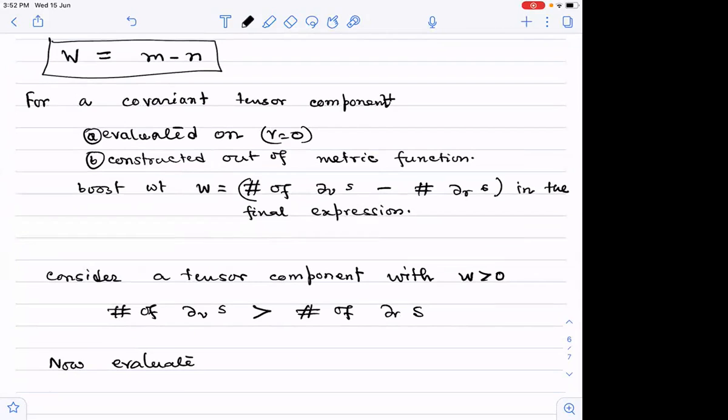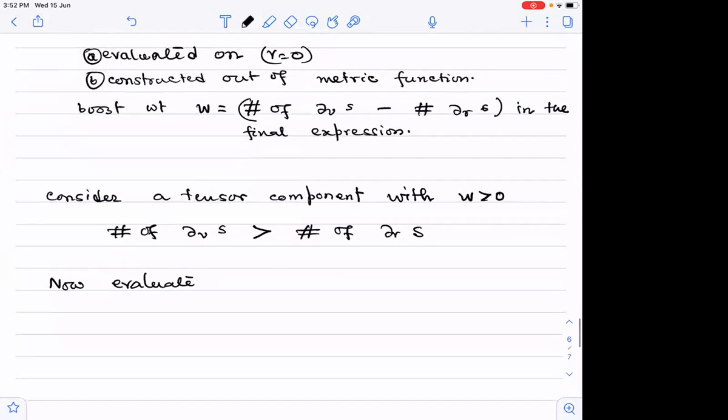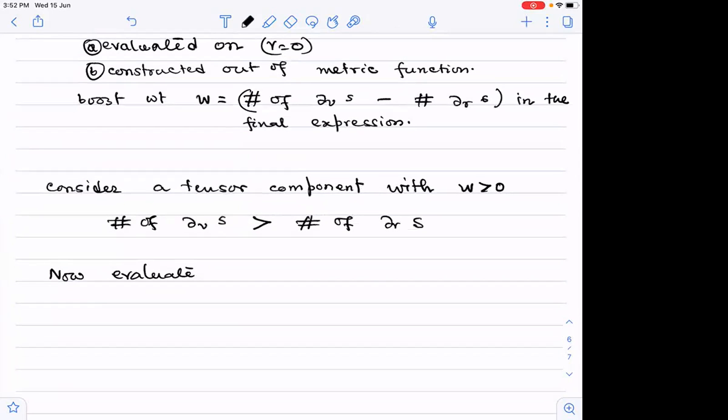But now I'll also say something for derivatives. If you have the boost weight, you know the lower components, you count them, you know what the boost weight is. Then you evaluate it on the horizon. The boost weight is actually the number of del V's minus the number of del R's. And because of that, the positive boost weight tensor component will vanish on R equal to 0 on a stationary solution. I see. Okay.